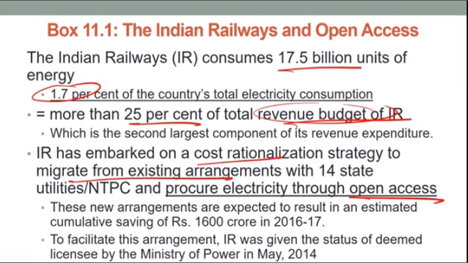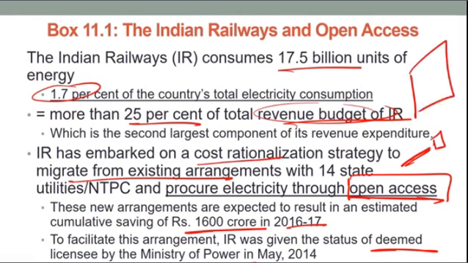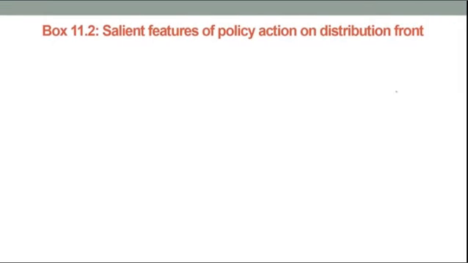They are saying there will be 1,600 crore estimated savings in 2016-17. And to do this, it has been made a deemed licensee by the Ministry of Power. So now Indian Railways can directly procure electricity through open access. Open access means instead of one contract with one particular company, you can have a single market with multiple companies, and whoever is giving the lowest price, Indian Railways will buy from them. That is open access.